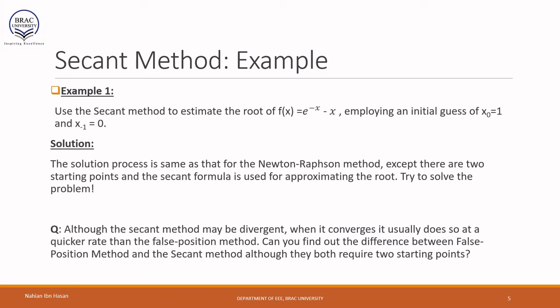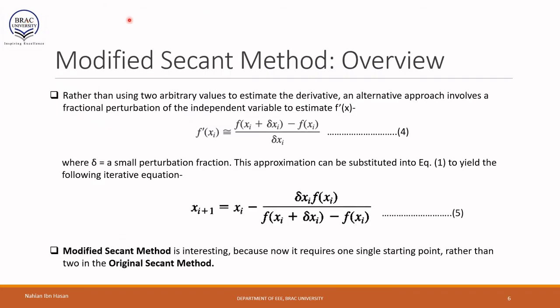Now we are going to look at a different version of the second method, which is a modified second method. If you remember from slide number 2, there we derived the second method by substituting the differential term into equation 1, and that differential term was determined using the backward divided difference formula. But there is an alternative to this version.